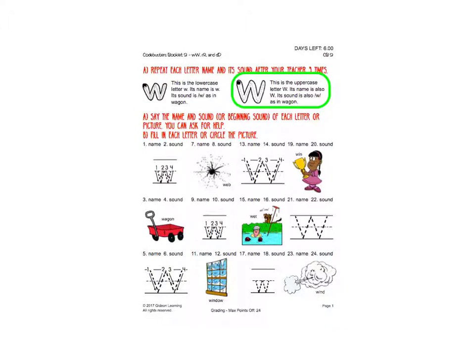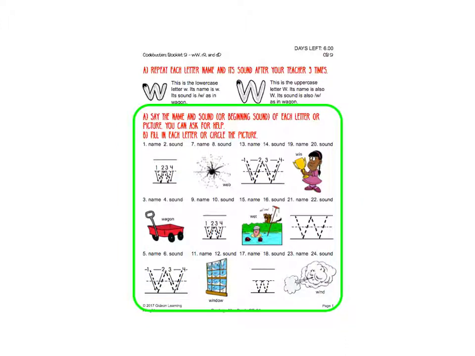This is the uppercase letter W. Its name is also W. Its sound is also W, as in wagon. W, W, W. And then we can write our uppercase W. Now let's go on to the next section.